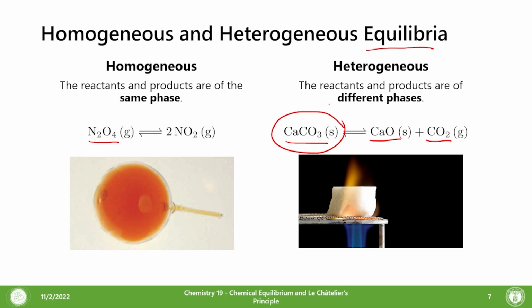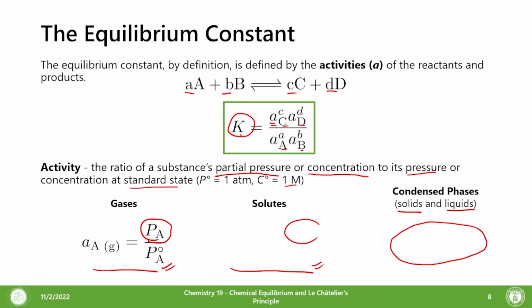Calcium carbonate in this case actually has an activity of 1. So when we define our equilibrium constant, calcium carbonate won't be in it. It'll just be equal to 1, and therefore it will not appear in the denominator anymore.